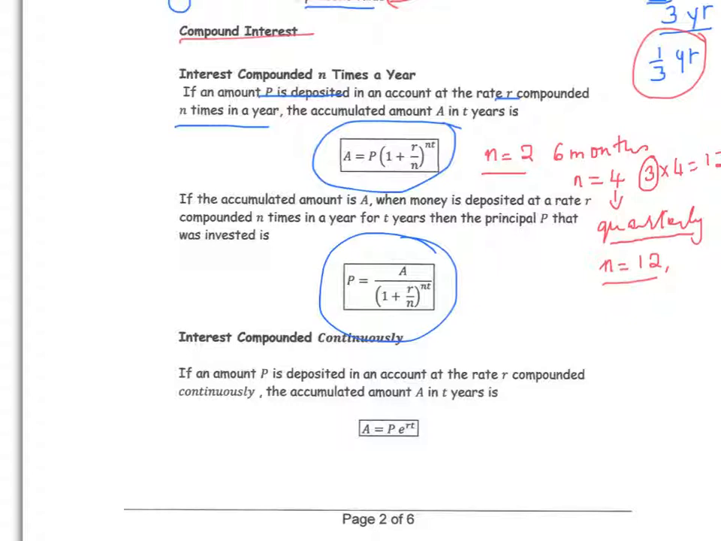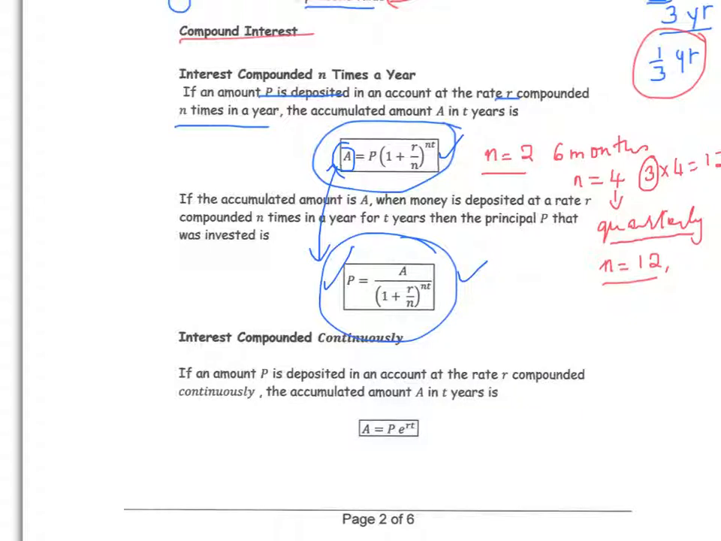I just want you to notice that these two come from the same formula. Here the formula is solved for A, and if we solve for P instead of A, then we get this. So if you know one of these, then all you have to do is solve for the other in case that's what you need in a problem.